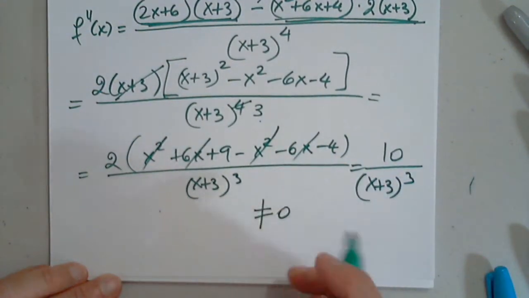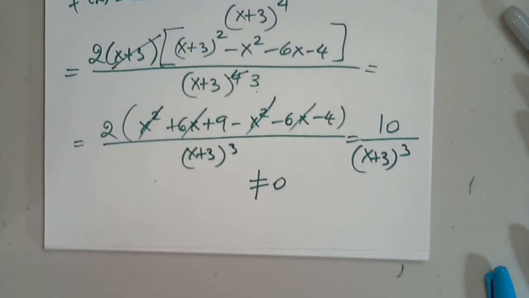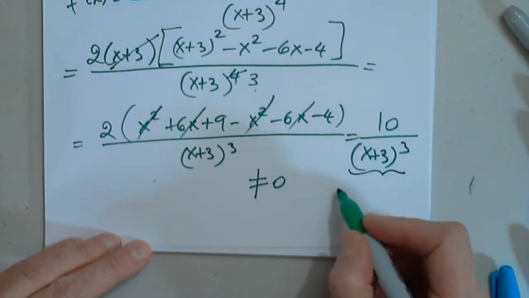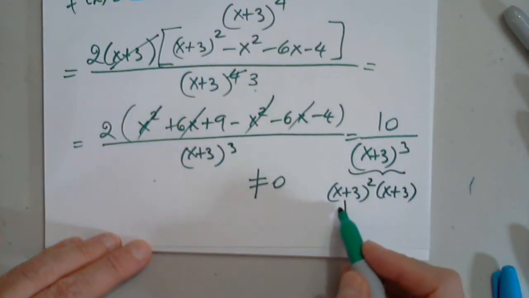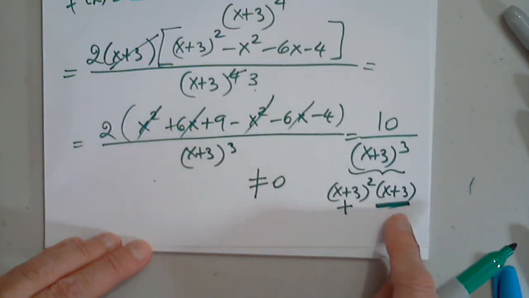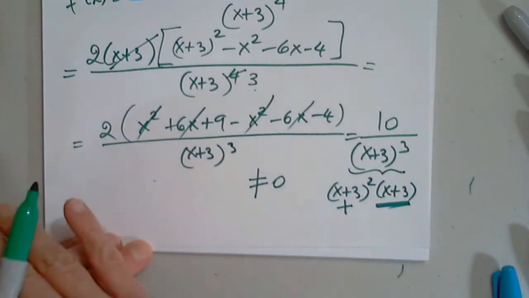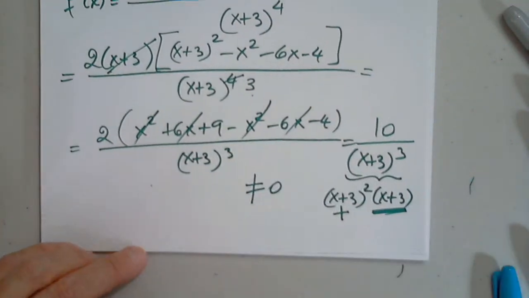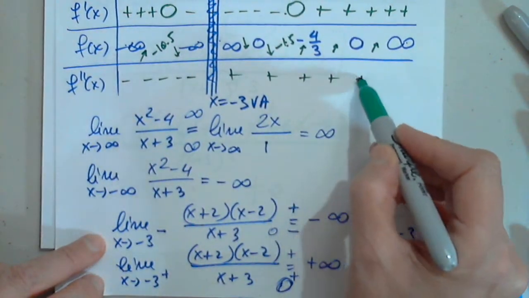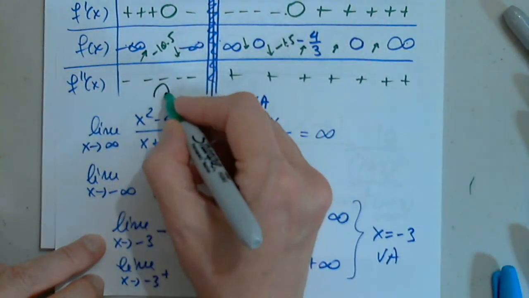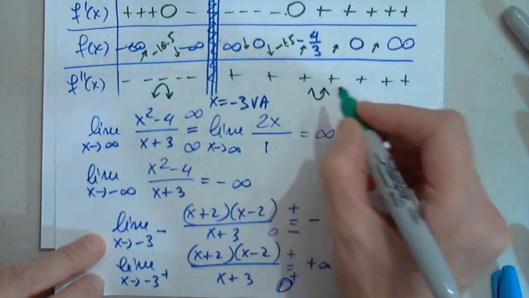Never 0, because the numerator is never 0. Can never be 0. But careful with the sign. Because the sign of this expression is x plus 3 squared times x plus 3. This is always positive, but this will give the sign. So to the left of negative 3 is negative, to the right is positive. So not holding water, it does.